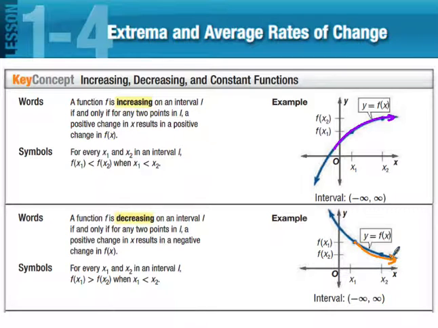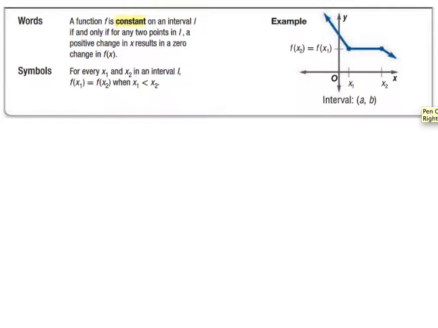Don't get all bogged down in this terminology. Increasing means the graph goes up. It increases. Decreasing means the graph goes down. Constant means that the graph stays the same. And so really on this graph, we only have a constant area right there. So a graph is constant if it's horizontal, if it doesn't move up or down any. So that's the three things you need to remember. Increasing goes up, decreasing goes down, constant stays the same.